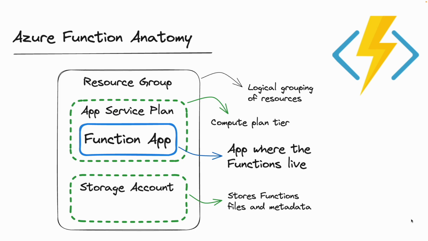Lastly, we have the star of the show, the function app. The function app is an app where the functions live. We can create many functions within a function app, and each function will have its own endpoint. And that's the basic anatomy of an Azure function. That's all the resources we need to create in order for our Azure function to run. Let's get hands-on and create them.